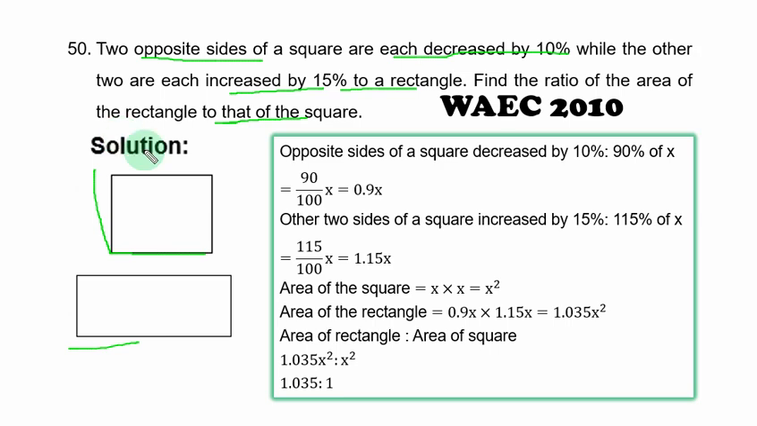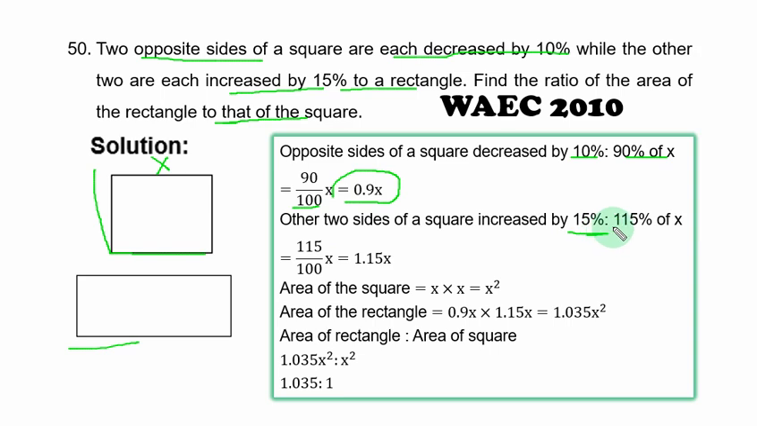The sides of a square are all equal. Let each side be S. So opposite sides of a square decreased by 10%. You are left with 90% of the side S. That is 90 over 100 times S. You have 0.9 S. Other two sides of a square increased by 15%.